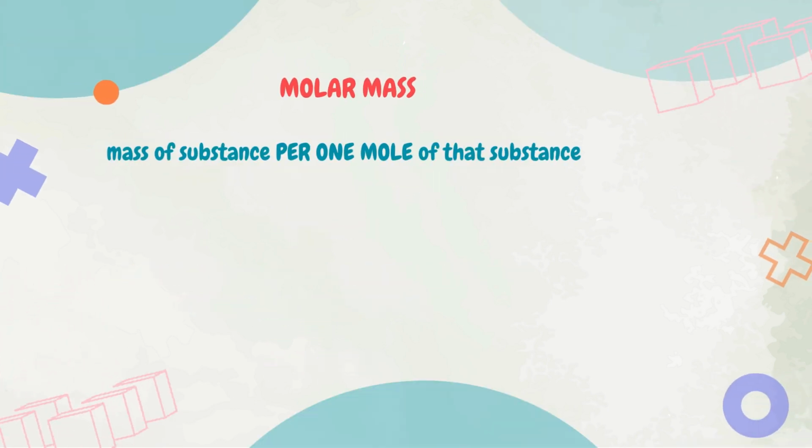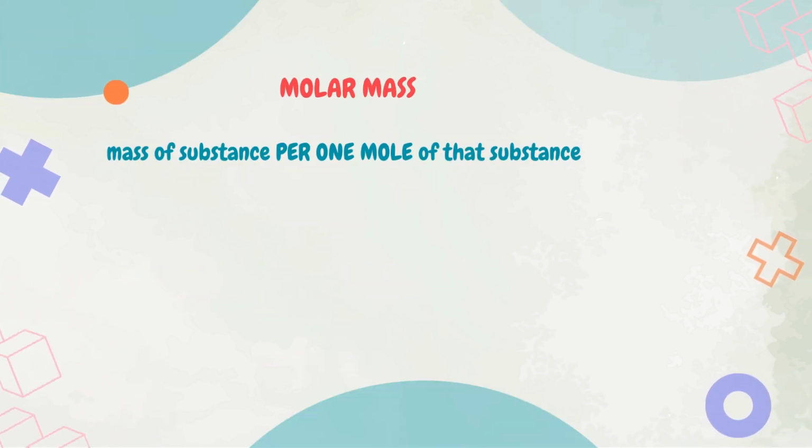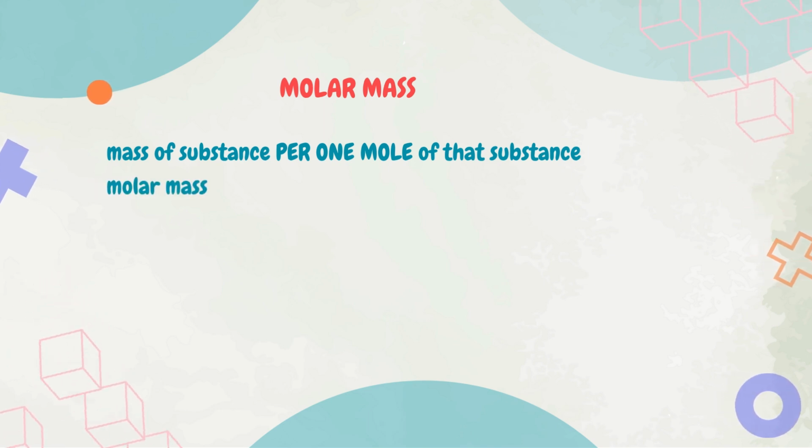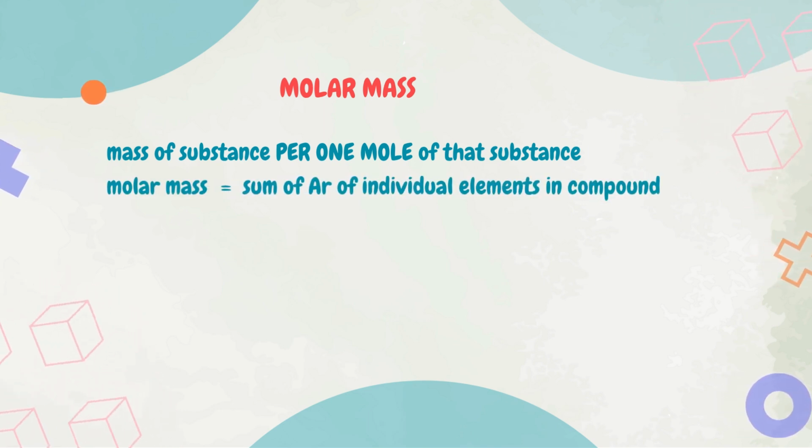To recap, molar mass is defined as the mass of a substance per 1 mole of that substance. The molar mass of a substance is equal to the sum of relative atomic mass of individual elements in a compound. Every compound carries a mathematical fingerprint, its molar mass, the key that connects atoms on paper to real-world grams in the lab. Now that you can calculate molar mass like a pro, in the next video we'll explore how to convert moles to particles using Avogadro's number.